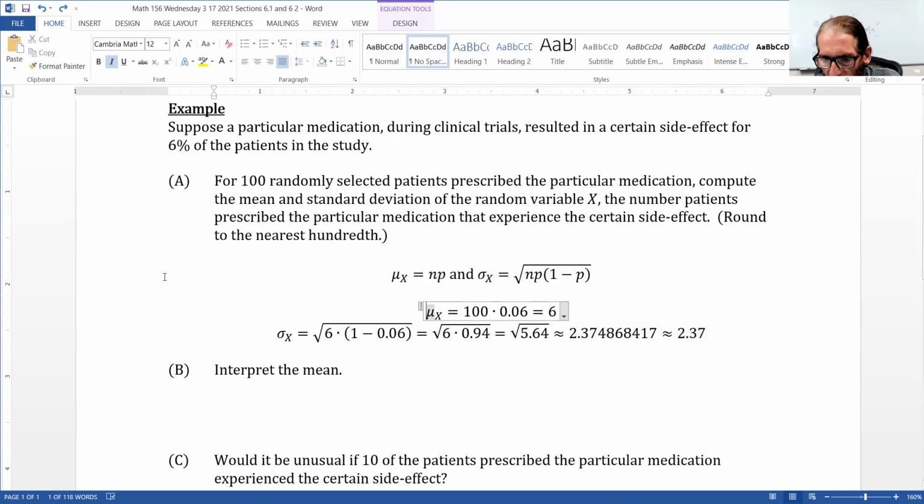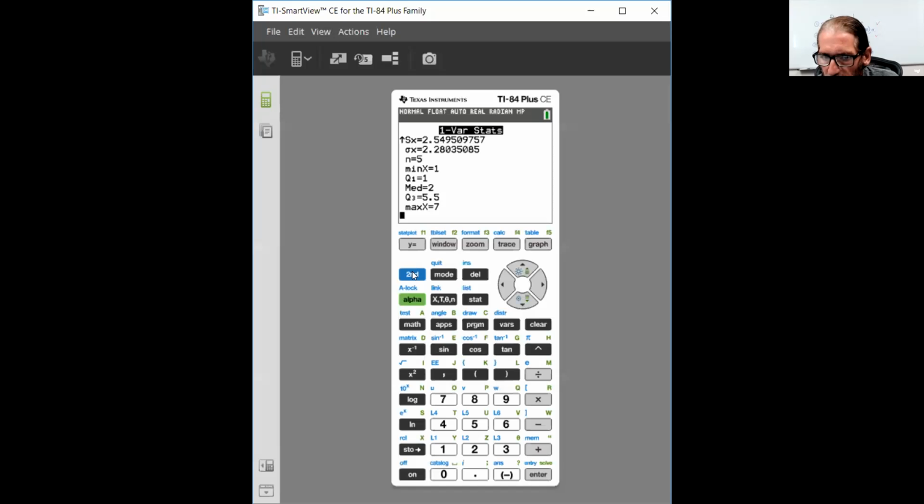Now, what does the mean tell us? By the way, that could have been typed in all at once. Let me show you that real quick. With proper use of parentheses there, we could type in the square root of 100 times 0.06 times 1 minus 0.06. And again, we're getting 2.37 when we round to the nearest hundredth.